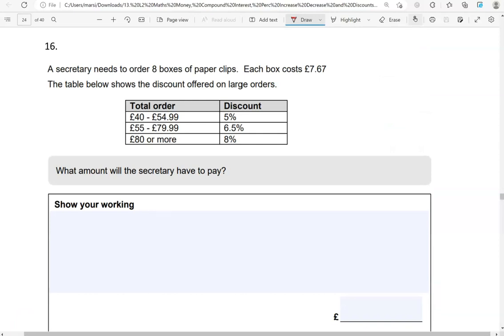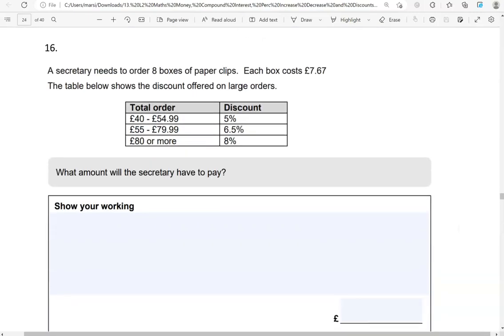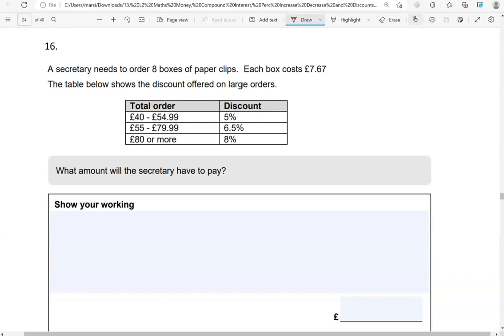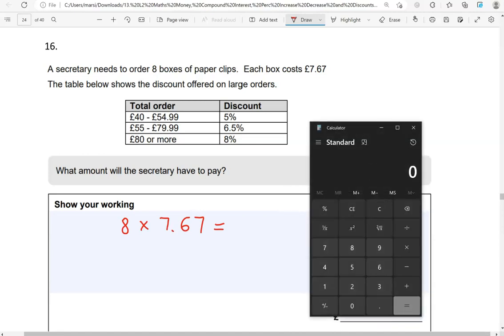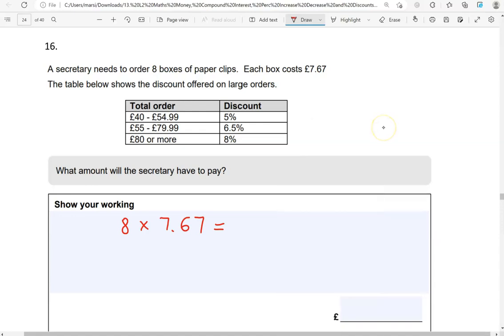A secretary needs to order 8 boxes of paper clips. Each box costs £7.67. The table below shows a discount offered on large orders. What amount will the secretary have to pay? Show your working. So it's 8 boxes at £7.67 each. Gives us £61.36.